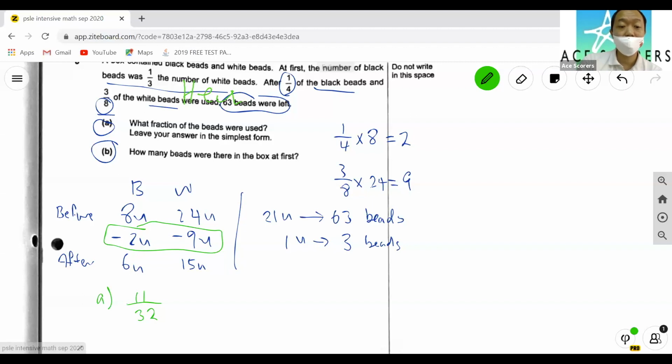And then for part B, how many bits were there at first? Because we know 1U is equal to 3, at first there were 32U, right? So 32 times 3 equals 96.